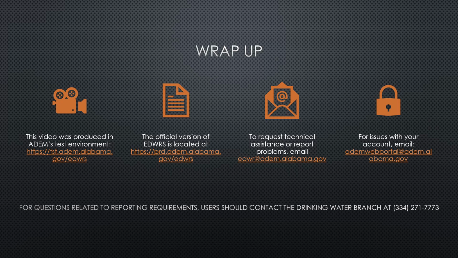To request technical assistance or report problems with the application, email edwr@adem.alabama.gov. For issues with your account, such as login or password problems, email ADEM web portal at adem.alabama.gov. For questions related to reporting requirements, users should contact the Drinking Water Branch at 334-271-7773.